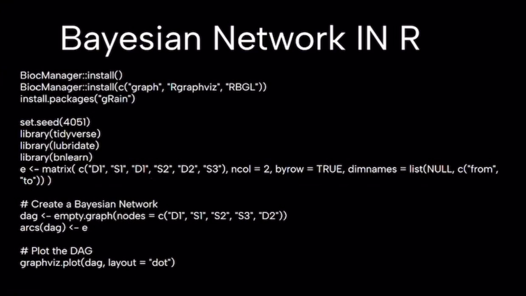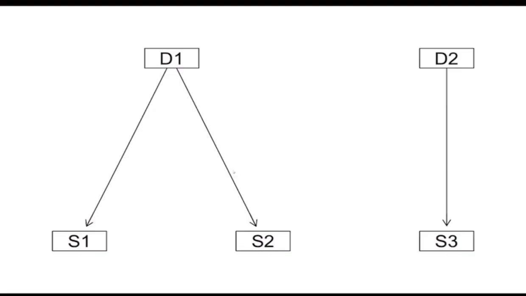And this is the R implementation. If you're using the code and doing Bayesian networks, make sure you load tidyverse, lubridate, and bnlearn for your libraries. And then we implement the data, and then it shows this. And this is the Bayesian network.